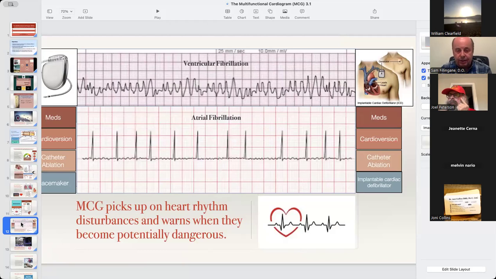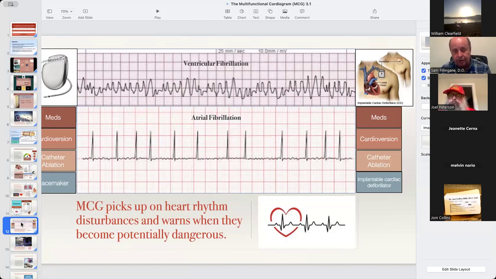This device sees rhythm disturbances months before they occur. It's a scoring system of 0 to 5. When you start getting 1 to 2 out of 5, you're beginning to get some risk, but usually not incredibly bad. Once it gets to 4 out of 5 or 5 out of 5, the risk is substantial.